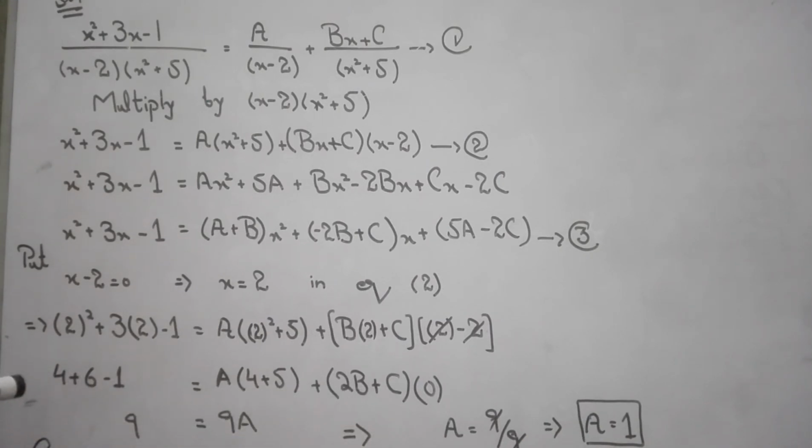Now on the left hand side, we are having 4 plus 6, 10, 10 minus 1 is 9, 9 is equal to 5 plus 4, 9, 9 multiplied by a. As 0 is plus, it will make no effect, so I didn't write it.